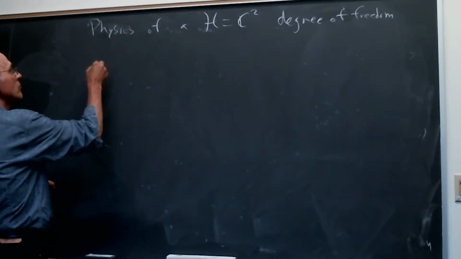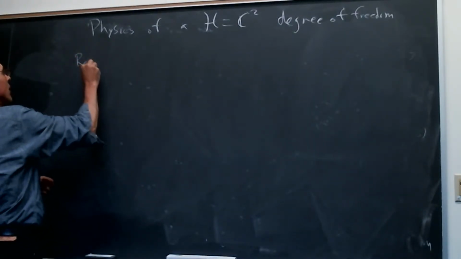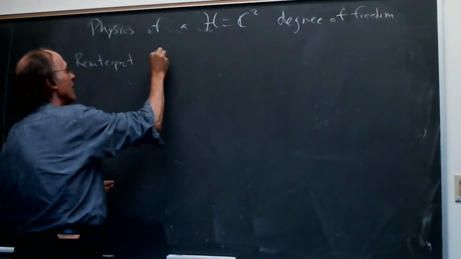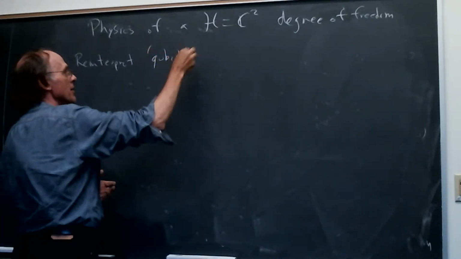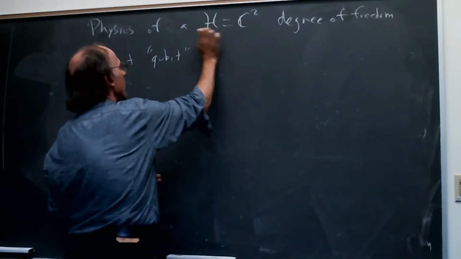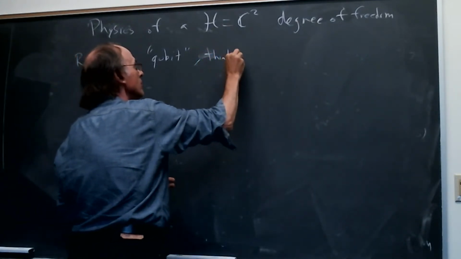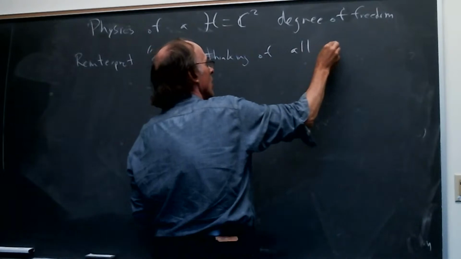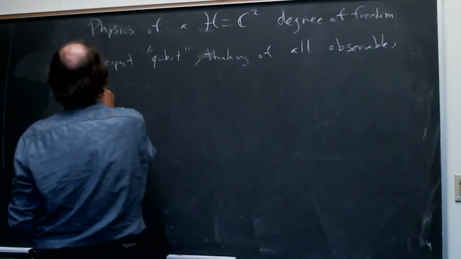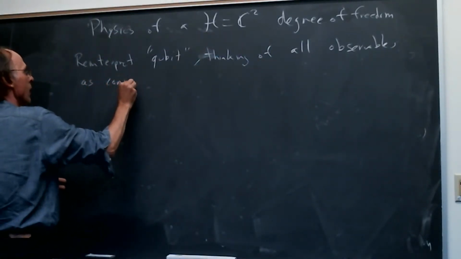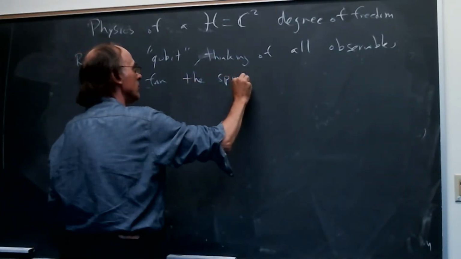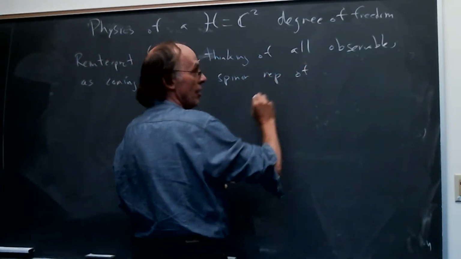But what I've done here now is that I've reinterpreted this problem, with the usual thing, which I sometimes call the qubit, as thinking of all observables as coming from the spinor representation of SU2.